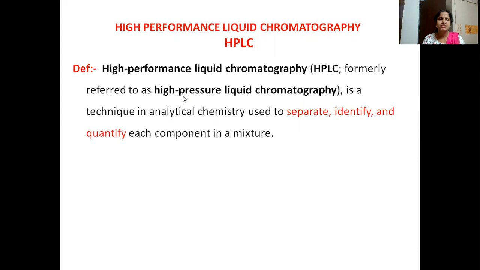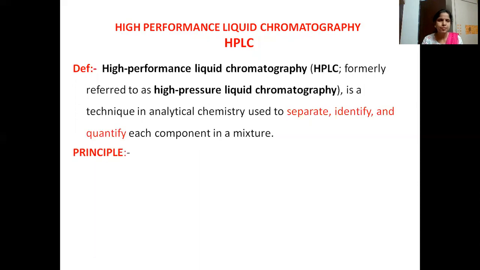It is similar to column chromatography, but in column chromatography the separation takes place only because of gravity. That is, the mobile phase travels down because of gravity. Whereas here in HPLC we apply pressure. That's why it was named high pressure liquid chromatography, but now it is termed high performance liquid chromatography, as its performance is very high when compared to all the other chromatography techniques.